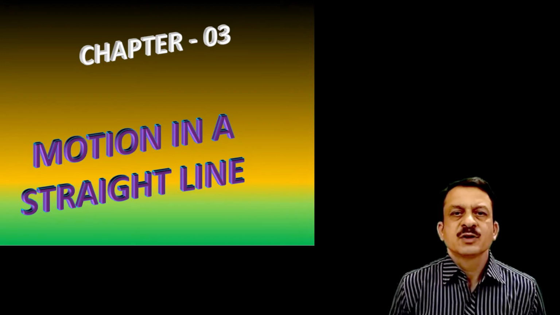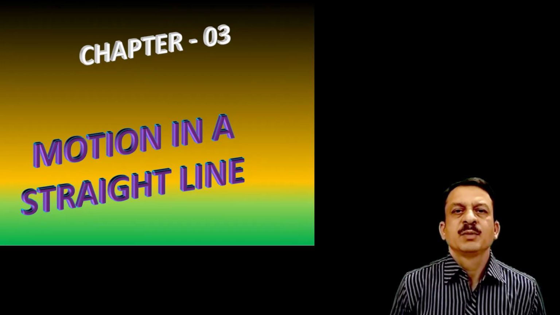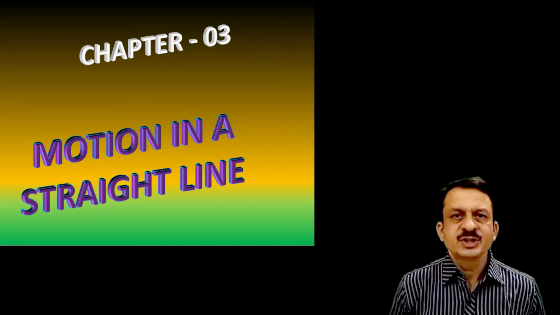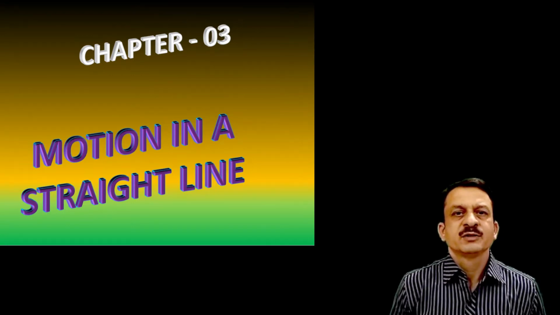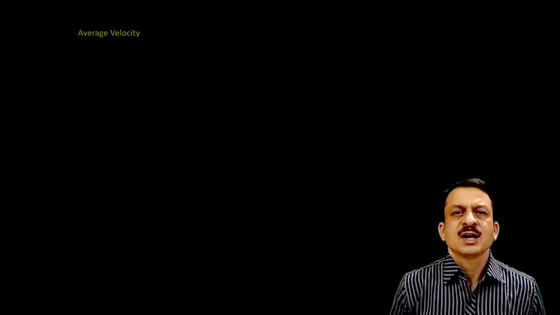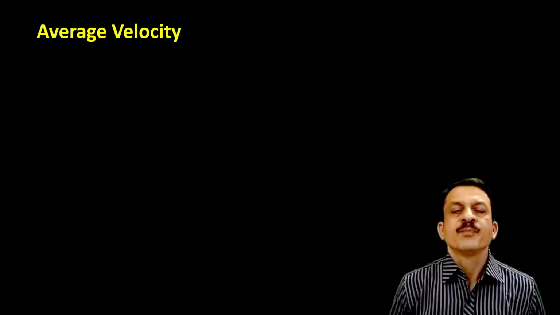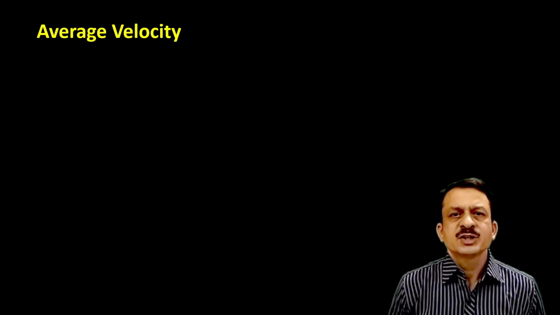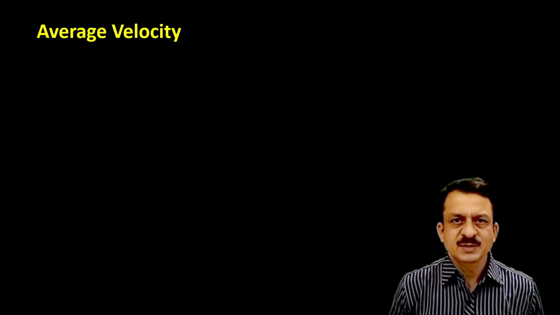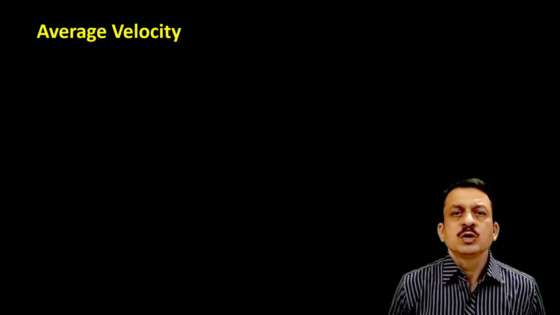In the previous class, we have studied displacement and path length, and also motion. What is motion? Change in position of an object with respect to time, that we have studied. Now, in this class, we are going to study average velocity. We know that an object is changing its position with respect to time, and that we called displacement. But we don't know how fast the position is changing.